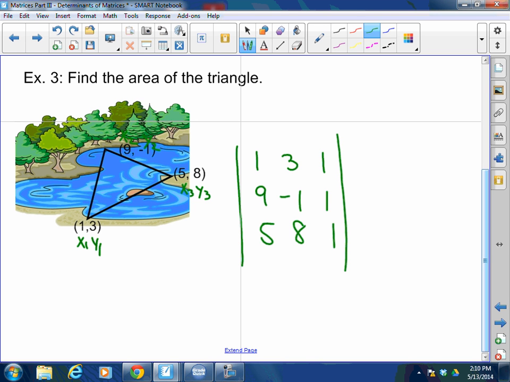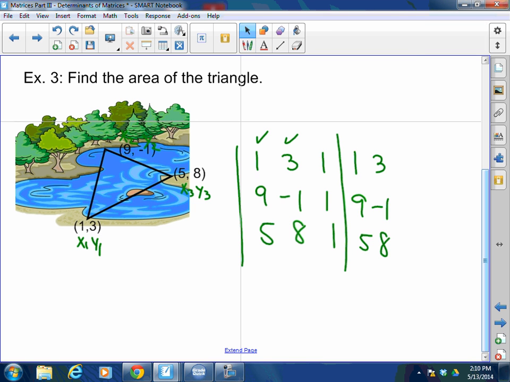Now, this is a 3 by 3. So, in a 3 by 3, we take the first 2 columns, this guy and this guy, and we write it right next to it. Is everyone with me before I continue? I know I'm going fast.